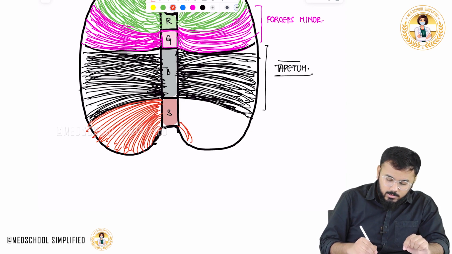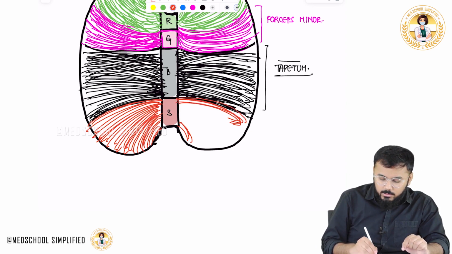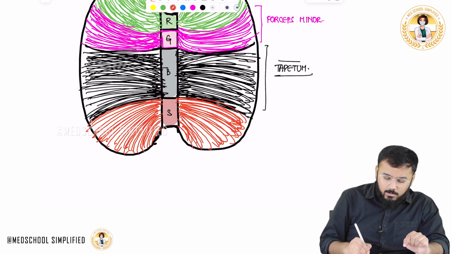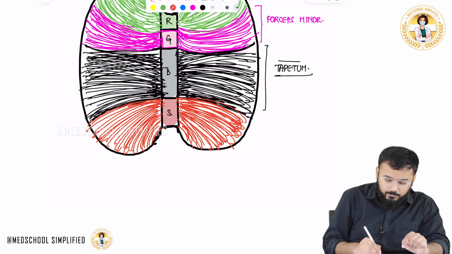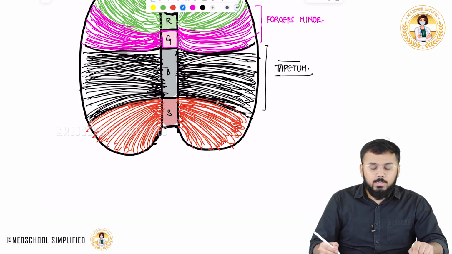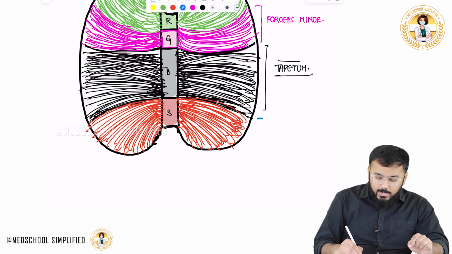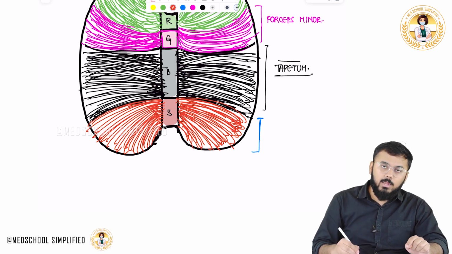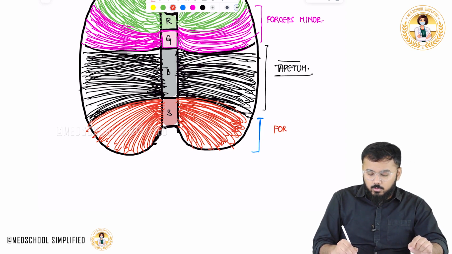Okay, so this particular structure over here is called the splenium. Now tell me this: the splenium on both ends, the splenium on the right as well as on the left, right? If you see here, the splenium on the right and left is formed by a bundle of fibers over here. You know what these are called? These are called forceps major.